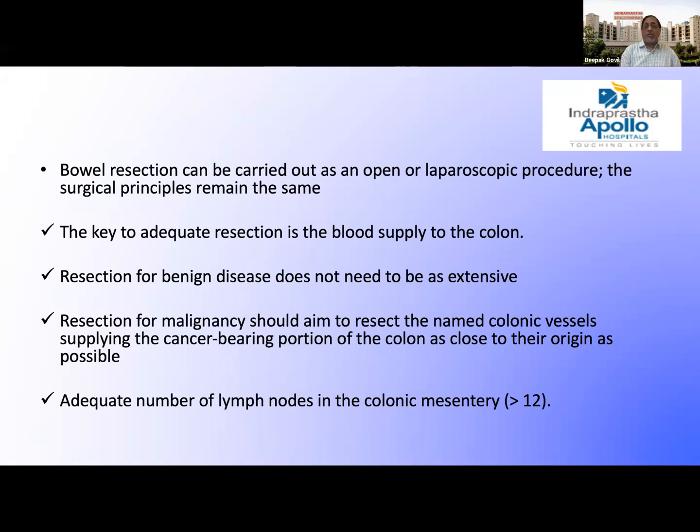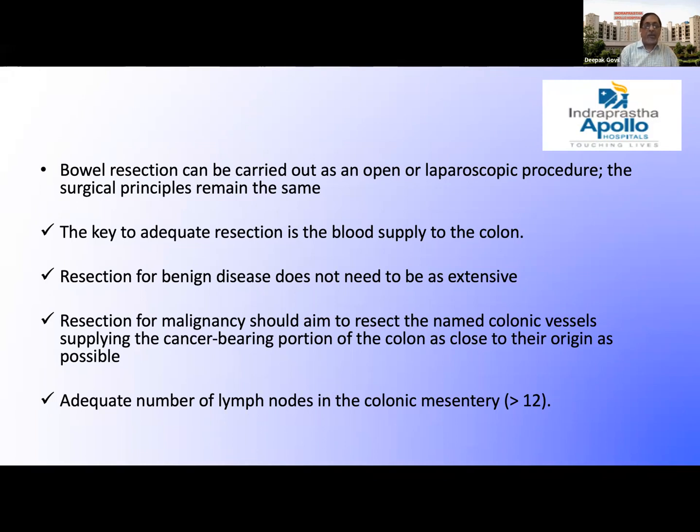Overall, for the bowel resection, obviously, the approaches are different. You can do an open approach or a laparoscopic approach or a robotic approach, but the basic surgical principles remain the same. And obviously, the key to adequate resection is the blood supply to the colon. And for a benign disease, your resection may not be as extensive. You can do a limited right hemicolectomy in tubercular disease or any other benign cause frequently.